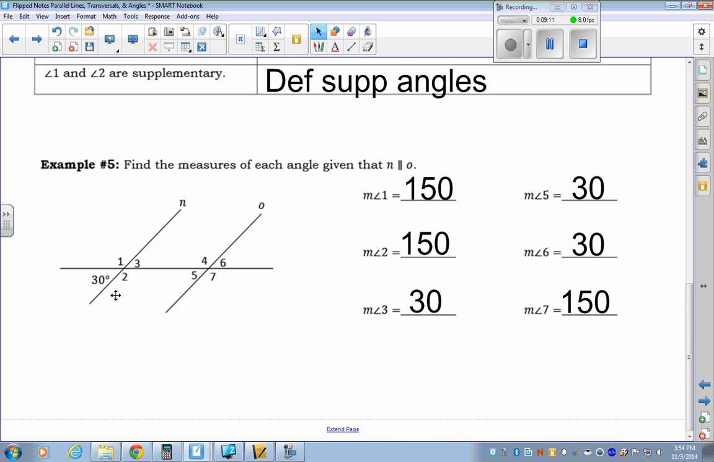Okay, so this is kind of neat. If we know that our two lines that are being intersected are parallel, then all we need is one angle measurement to know every single other angle. So let's take a look how.